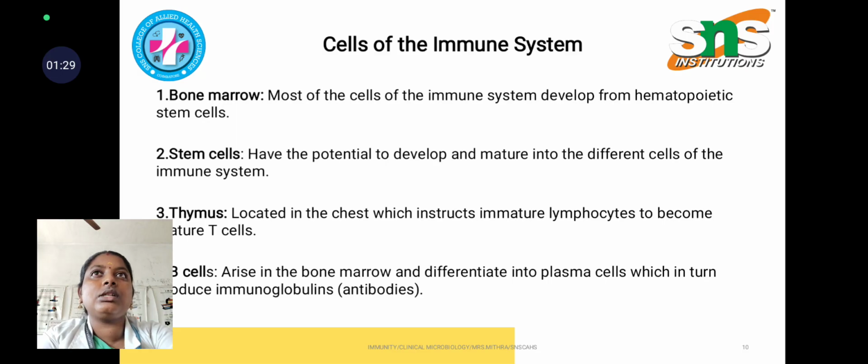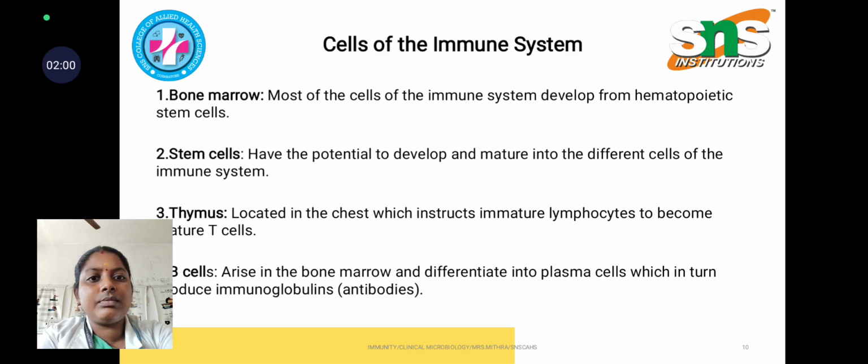Stem cells are present in the fetus. If the mother is affected by any disease condition, the fetus sends stem cells through the placenta, and this cures the infection of the mother during pregnancy. And the thymus, which we have seen previously, is located in the chest, and it instructs the immature lymphocytes to become mature T cells.